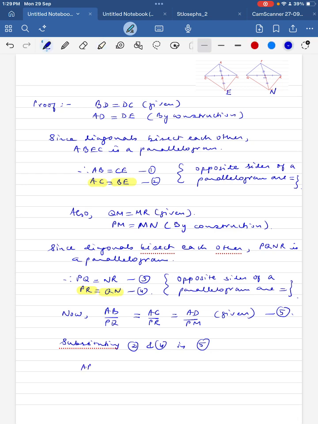Okay, so AB by PQ I'm writing as is. Now AC by PR becomes BE by QN, and I'm just multiplying this term with 2 in the numerator and denominator. Okay, so what is 2 times AD and 2 times PM? 2 times AD is equal to AE, and 2 times PM is equal to PN. Okay, so now we know that therefore triangle ABE becomes similar to triangle PQN by SSS similarity rule.